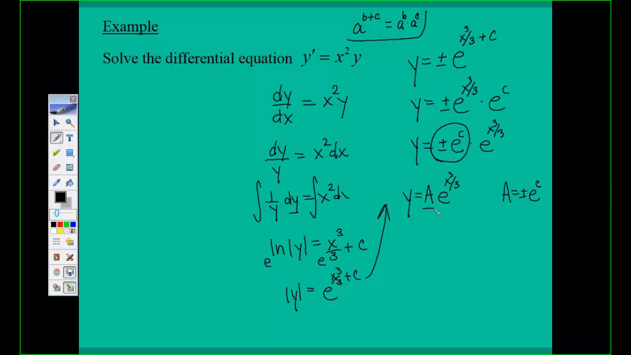So this a contains our constant. If we were given an initial condition, we then could solve for a, and we don't have to deal with a plus or minus. This is our solution to the differential equation.